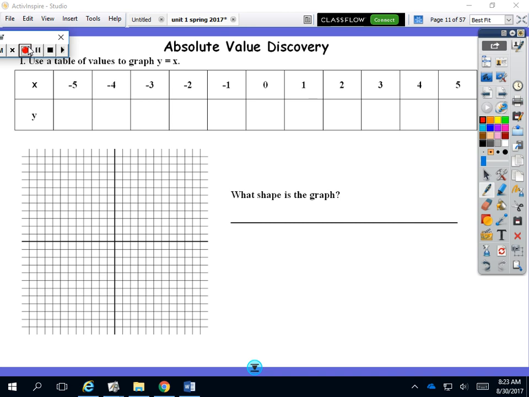So today we're going to talk about absolute value functions. First, we're going to graph the linear function that we did yesterday. So we know that if y equals x, y is going to be the same number as x. And when we graph this function, and I will go ahead and plot all the points, we get a straight line.